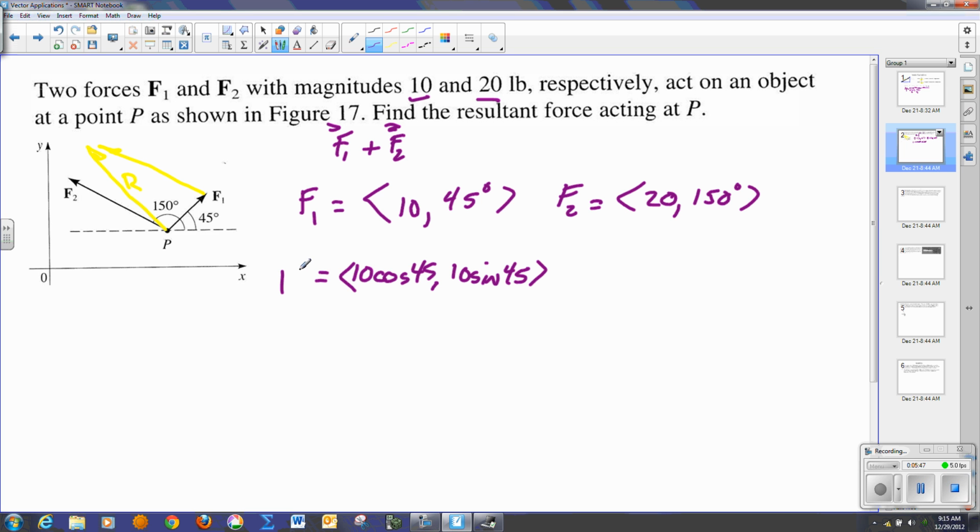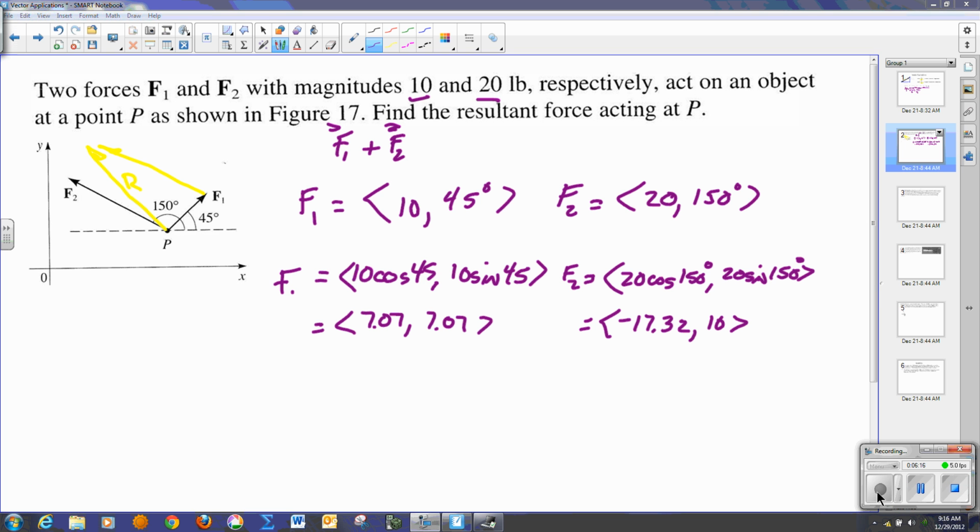And that will be force 1. Force 2 would have the same calculation, magnitude times the cosine of the angle, times the magnitude times the sine of the angle. And then we simply do those calculations.